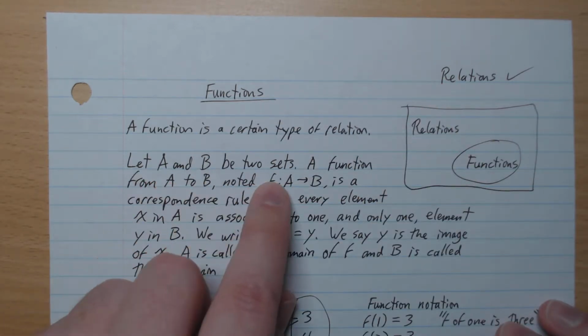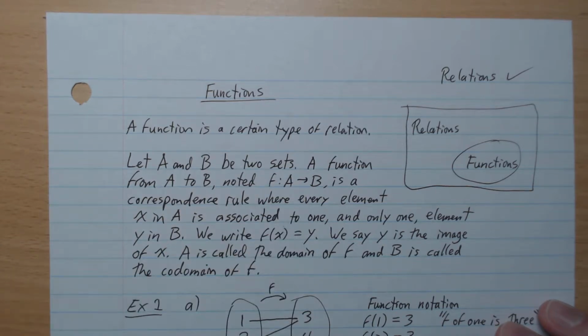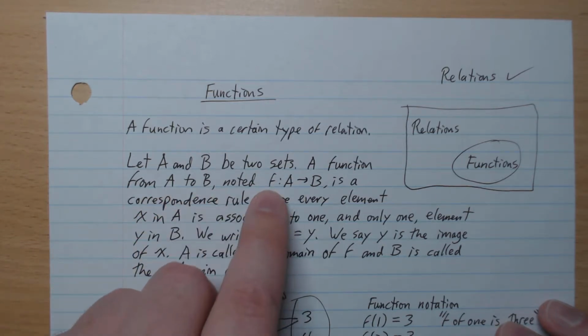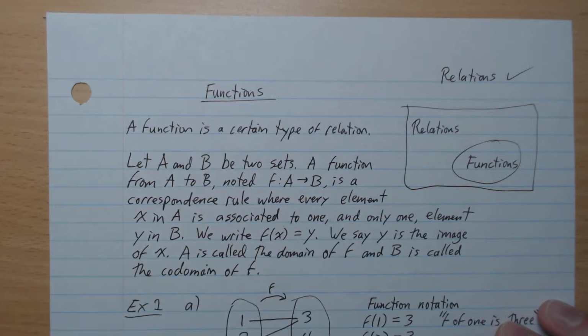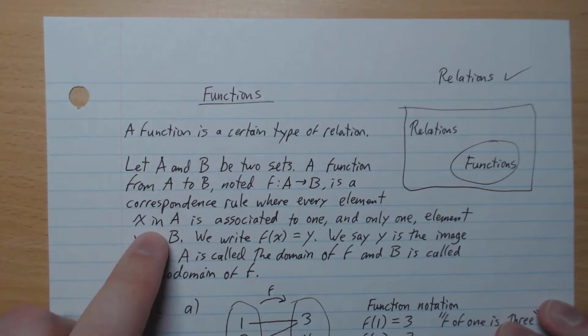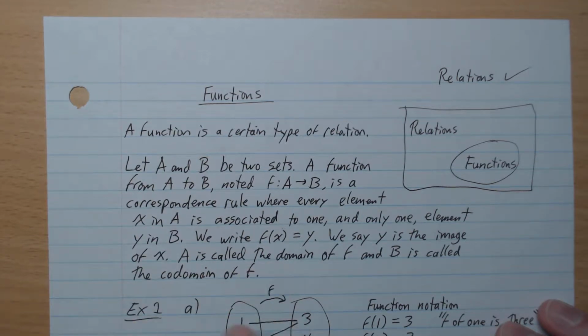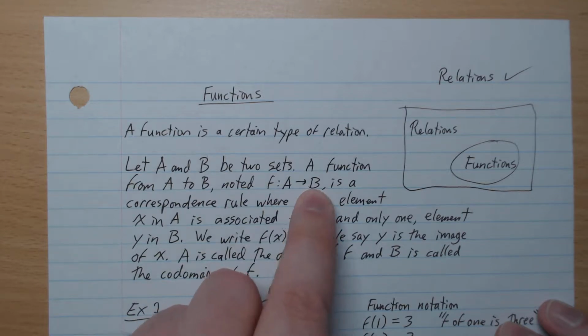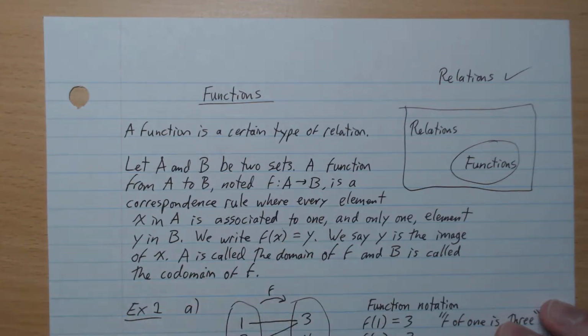Let A and B be two sets. A function from A to B, noted f from A to B like this, is a correspondence rule where every element x in A is associated to one and only one element y in B. We write f of x equals y. We say that y is the image of x, and A is called the domain of f, and B is called the codomain of f.